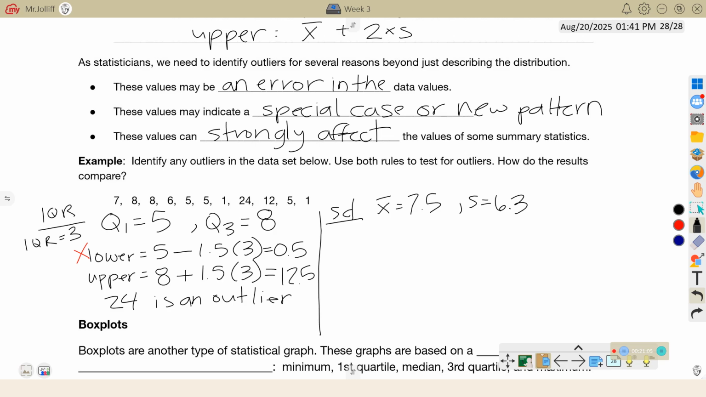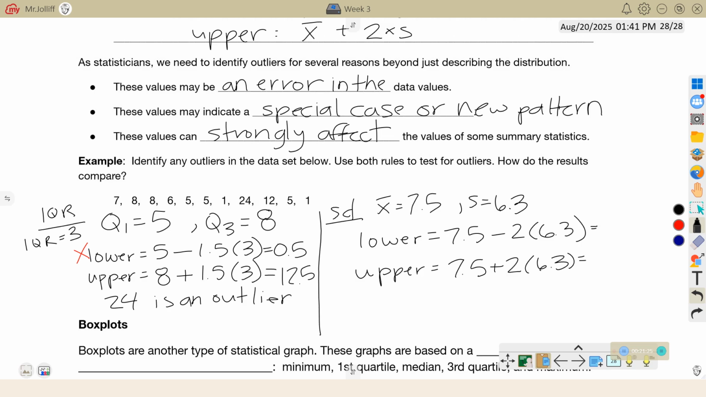Okay. So these calculations go faster. Lower is mean minus 2 times the standard deviation. Upper is mean plus 2 times the standard deviation. If you are typing the same thing over with one tiny change, if you hit second enter, it will pull down your last entry, and then you can just type over the minus and make it a plus. Your calculator is your friend.